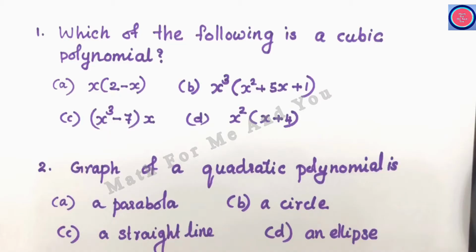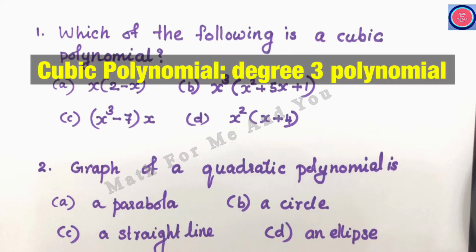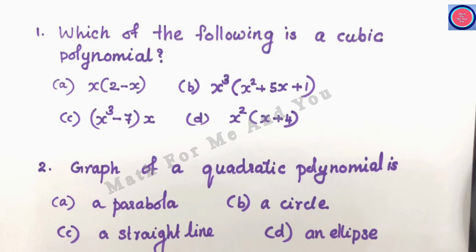Question number 1. Which of the following is a cubic polynomial? We must know what is a cubic polynomial. A third degree polynomial is cubic polynomial. See the 4 options. Each option is given in the factorized form. So we are going to find the polynomials first. After that we can see which is a cubic polynomial.